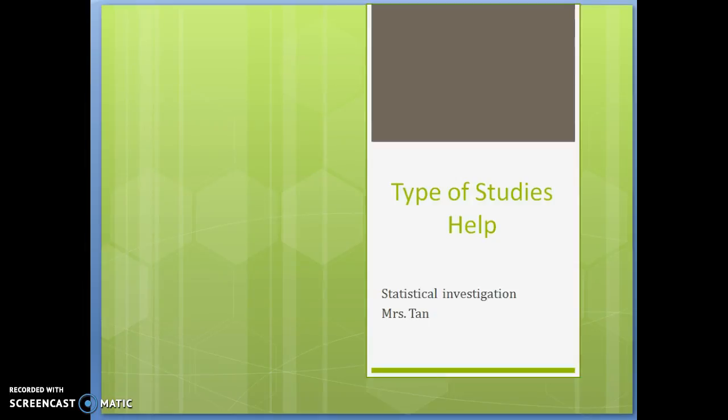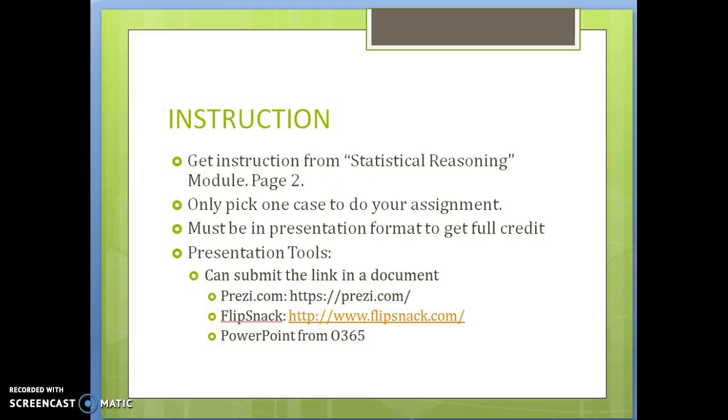Hi, this video has sample questions that could help you with the assignment on types of studies. Make sure you get the instructions for the assignment from the Statistical Reasoning module, page 2. The instructions are located at the bottom of the page, and you need to download a handout on the sidebar. Only pick one case to do your assignment. You don't have to do all of them.